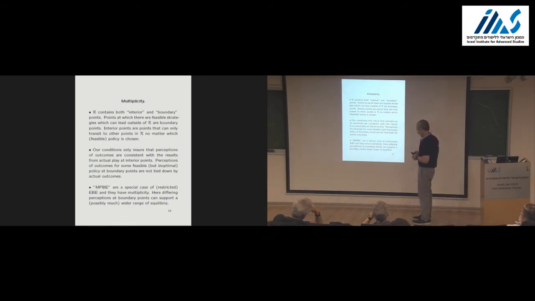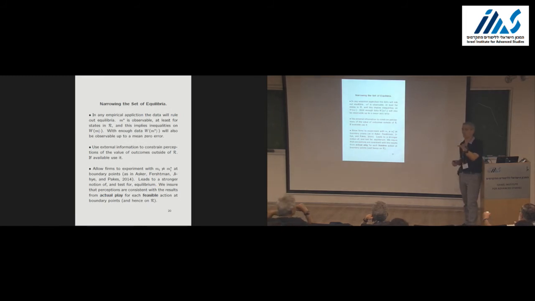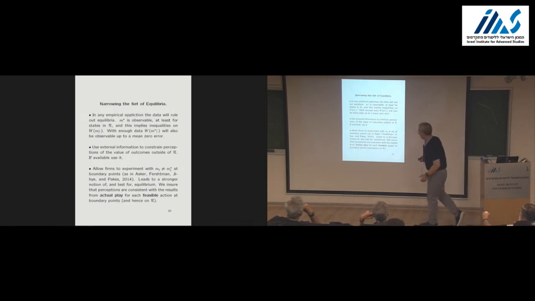So I'm going to tell you what we do about it. I'm not telling you it's the best thing to do about it, but it is something to do about it. By the way, the data can rule out some of the equilibria. If you see some policies at some states, you know they were equilibrium policies, so at least you get inequalities from that. And sometimes you have external information. I'm going to now assume you don't know any of that. You could do experimentation on the boundary. You could assume firms experiment on the boundary and learn stuff about outside the boundary. But I'm not going to do that.